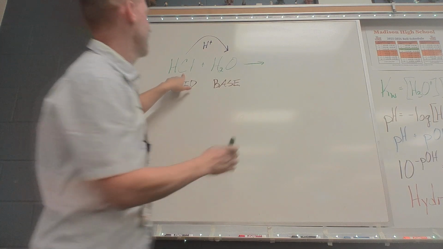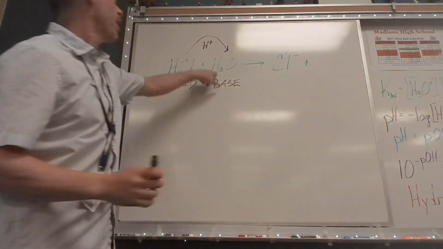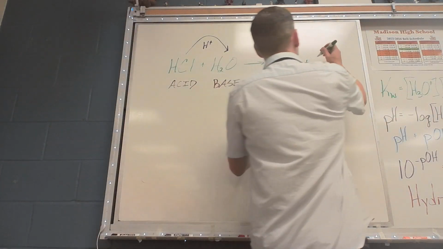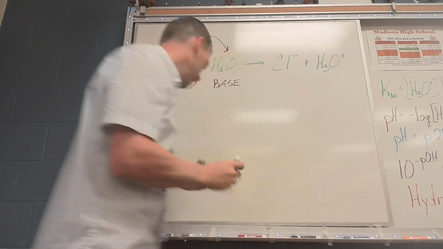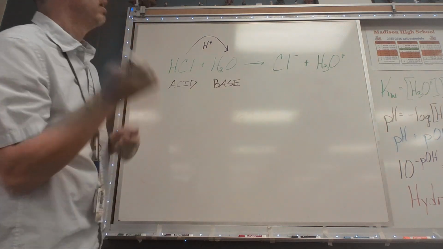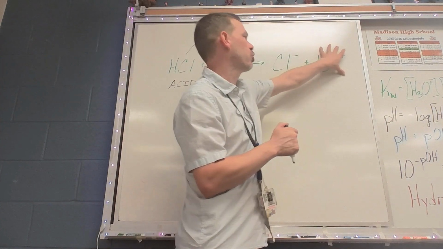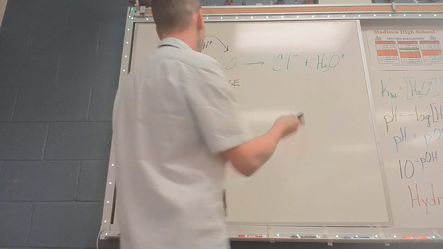So the acid minus an H plus will be Cl minus. The water with an extra H plus, what's the name of what's going to form there? Hydronium, yeah. One extra H, one extra plus. And it makes sense. If you dump acid in water, hydronium should flourish because it should be becoming acidic.